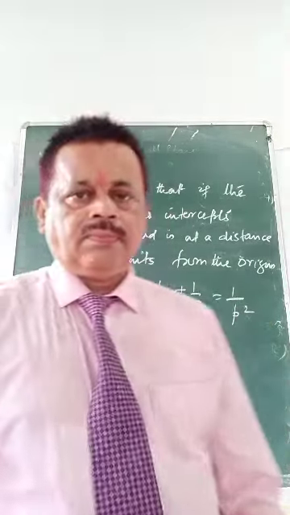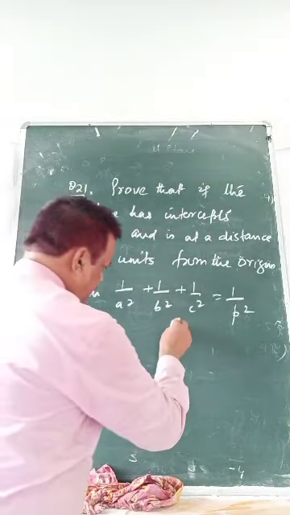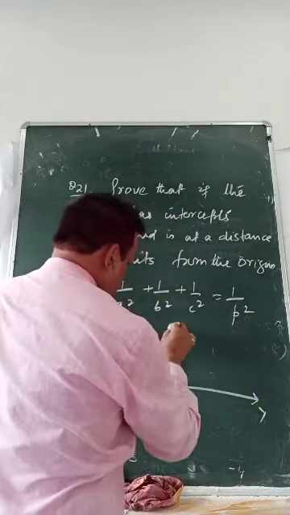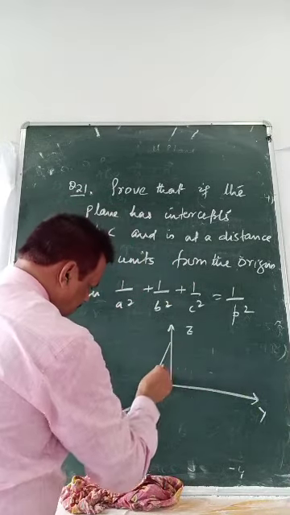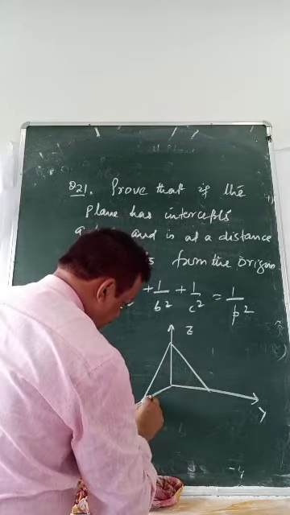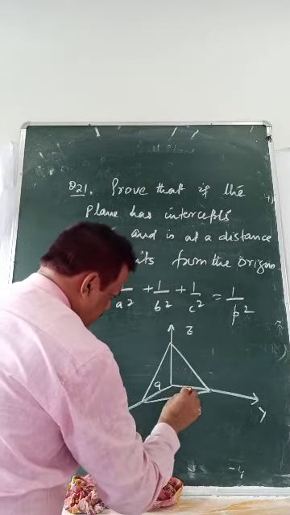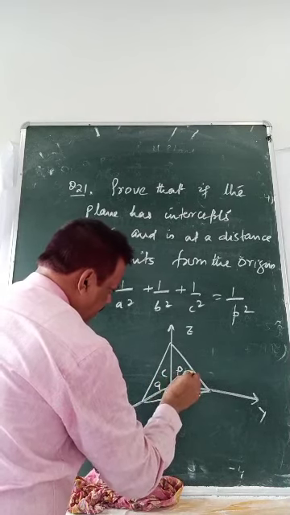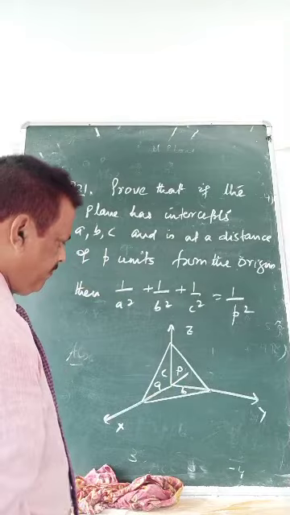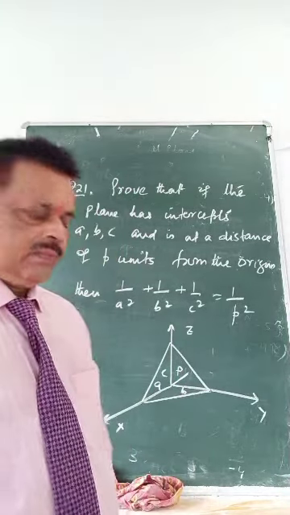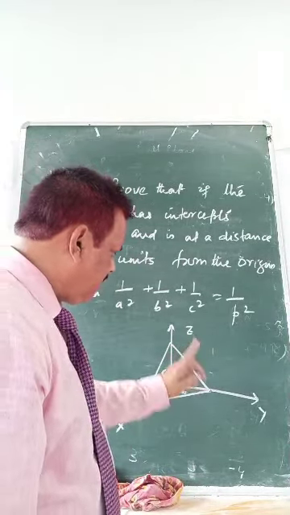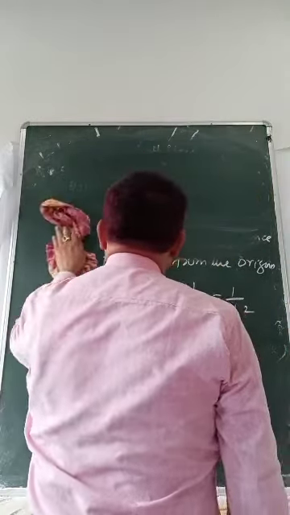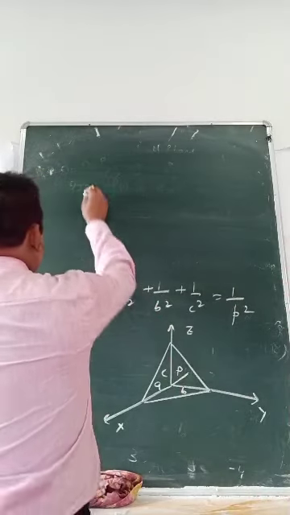Intercept form of plane, look here: x axis, y axis, z axis. This is a, this is b, this is c. This distance is p from the origin. Okay, first you write what is the intercept form of the plane.